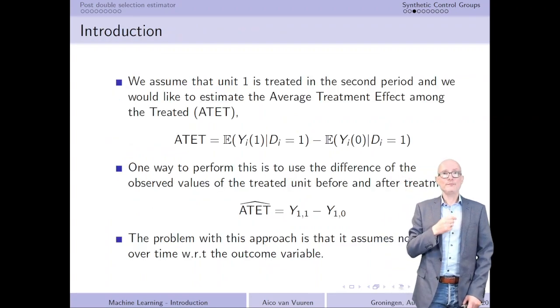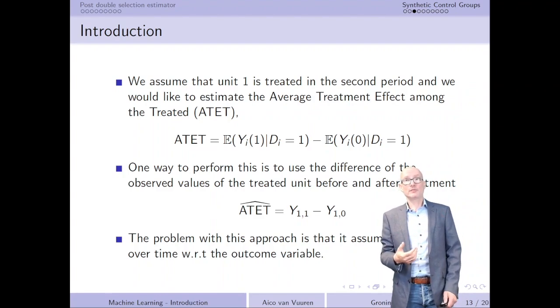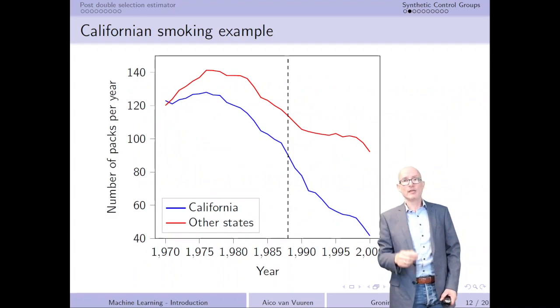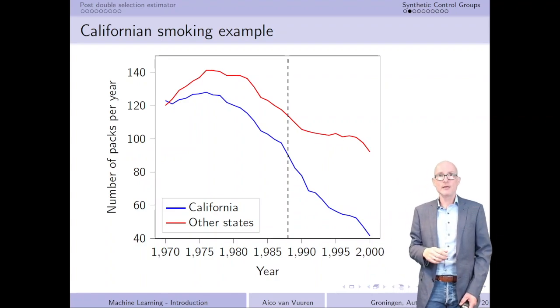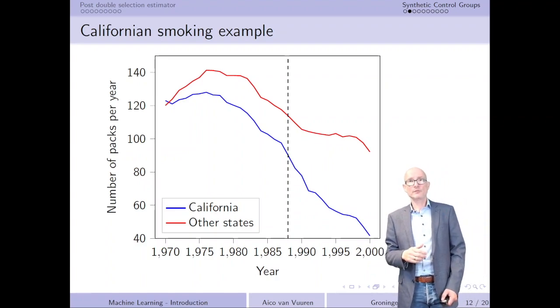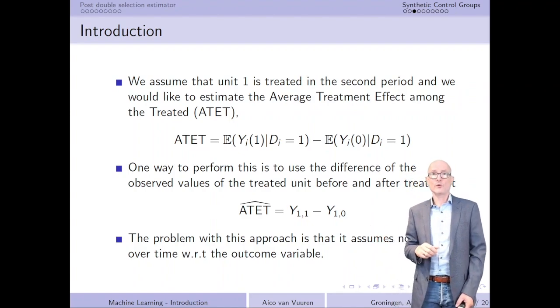What we would like to do now is look at the impact of this particular treatment, the treatment that we have in this case in 1988, 1989, or going from 88 to 89, with respect to cigarette consumption. We are going to assume that unit 1 is the treated unit, which in our case means California. And we assume that the second period is the treatment period, which means that in the first period there's no treatment at all.